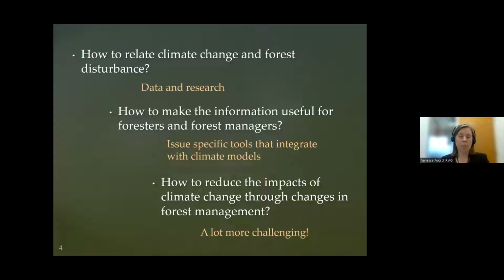But then once we do think we understand these things, how do we make that information useful for foresters and forest managers? The short answer, although I'll get in more details, is we need issue-specific tools that integrate with climate models. And then once we have that, how do we reduce the impacts of climate change through changes in forest management? Well, that, of course, is a lot more challenging.